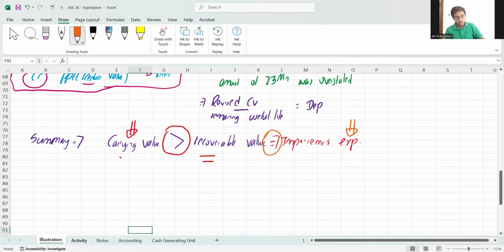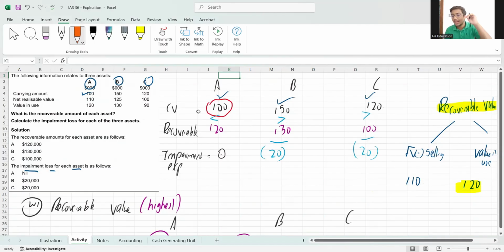Now looking at option A, we have correctly identified that the carrying value is only 100, but we can sell it at 120. So here we don't need to do impairment at all. The reason is our carrying value has not overstated the market recoverable value. You all need to understand this properly.